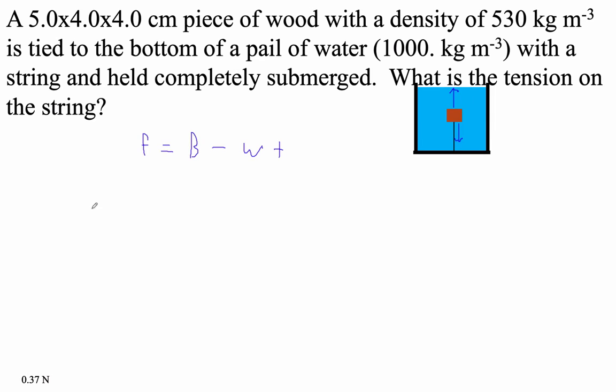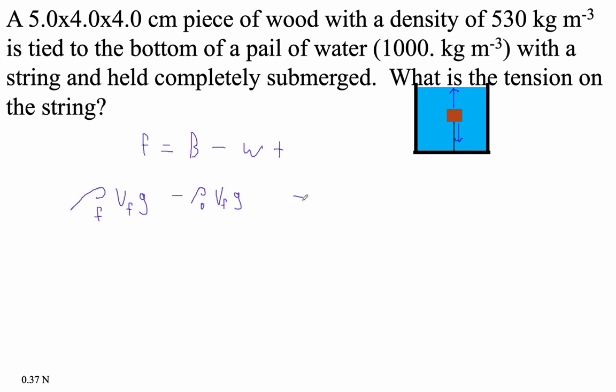Okay. Well, the buoyant force is rho of the fluid, right, times the volume of the fluid displaced, which is the volume of the object, right? Times g, right? And then the weight of the object, really, it looks very similar, right? It's going to be the density of the object times the volume of the object. It's the same volume, right? And then times g.